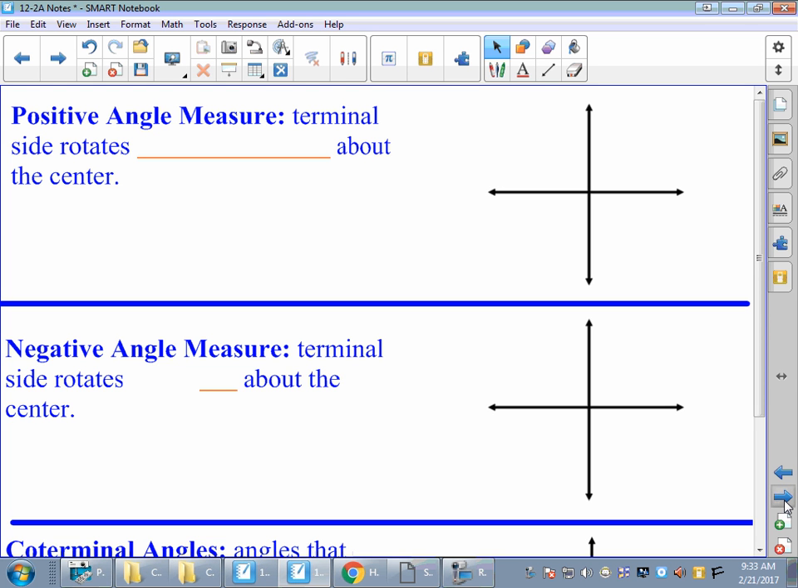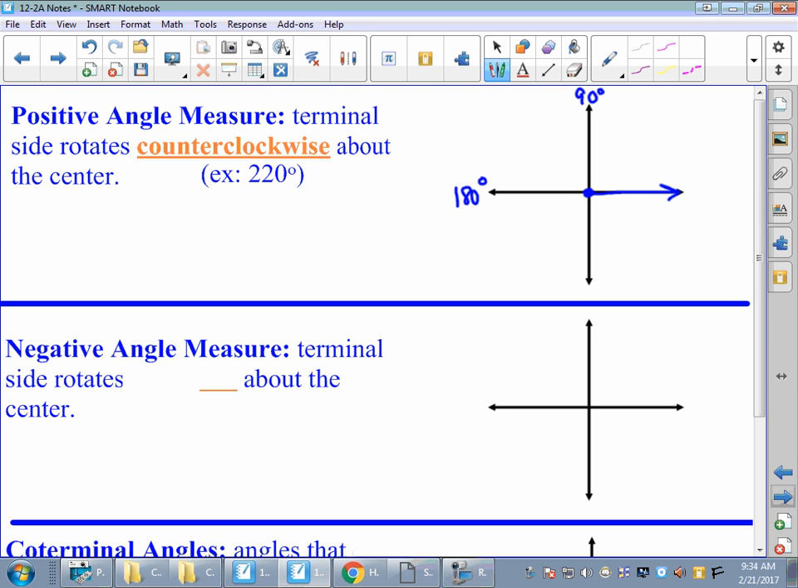So we're going to talk about 3 different angle measures, and then we're going to draw these angles. The first one is the positive angle measure. That's when the terminal side rotates counterclockwise about the center. So if we're in standard position, here's the vertex of our angle, here's our initial side along the positive x-axis. Let's give the example of 220 degrees. Well, this is 90 degrees, this is 180 degrees, and this is 270. So we just kind of approximate. I'm not going to have you guys use a protractor, but you need to be roundabout.